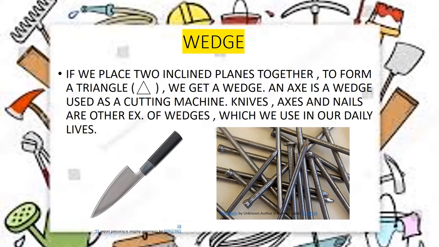Wedge. If we place two inclined planes together to form a triangle, we get a wedge. An axe is a wedge used as a cutting machine, like a knife. Axes and nails are other examples of wedges which we use in our daily lives.